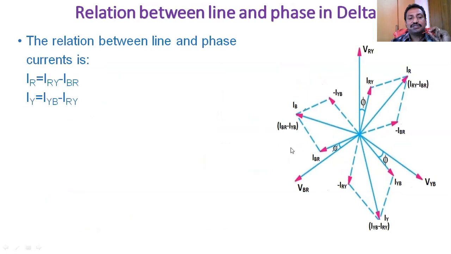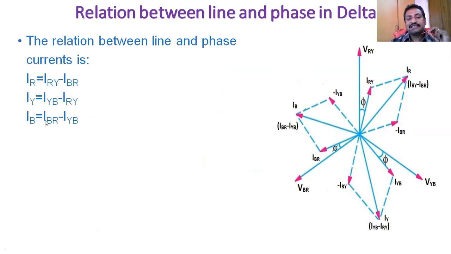So therefore, IY is equal to IYB minus IRY. Here you see that this is IYB, but what about this? Minus IRY. These two, the vectorial sum, is represented as IY. Then you come back to IB. So here you see, what is IB?